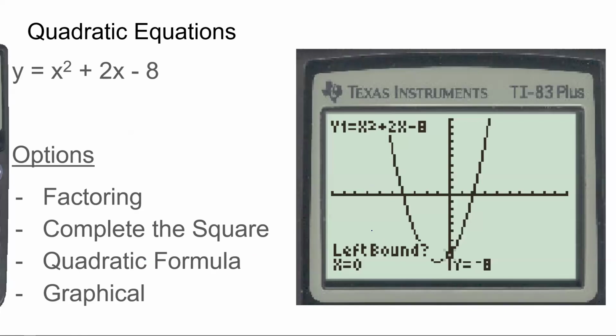What does it mean to solve a quadratic equation? Well, we're really looking for the roots. We're looking for these 2 points where the curve crosses the x-axis.